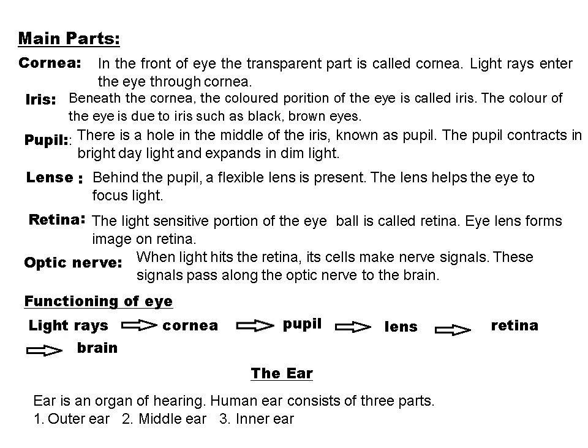Then finally the images are created on retina, which is the most sensitive portion of the eyeball. Final images are created on retina, from where the messages are conveyed to the brain through special nerves called optic nerves. When the light hits the retina, its cells make nerve signals, and these signals pass along the optic nerve to the brain.